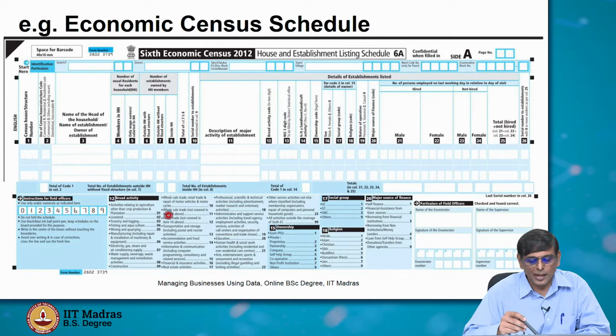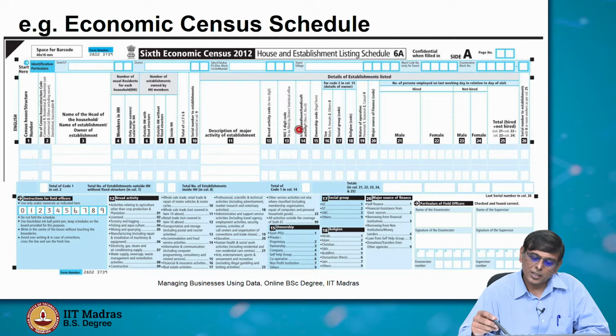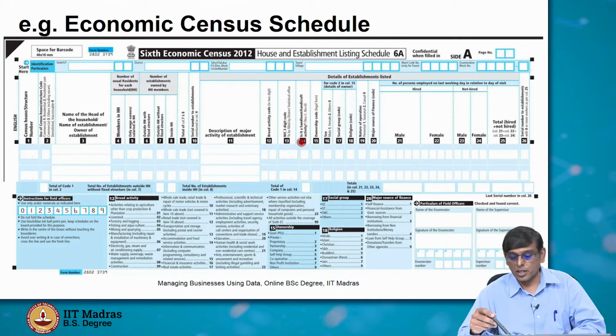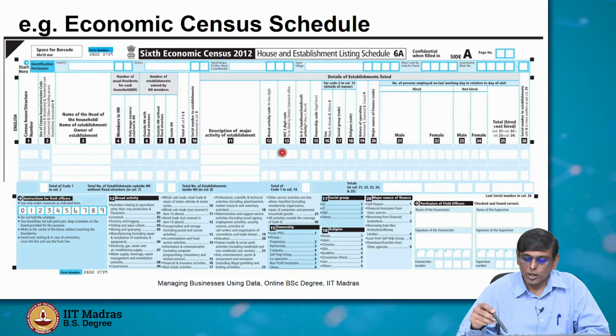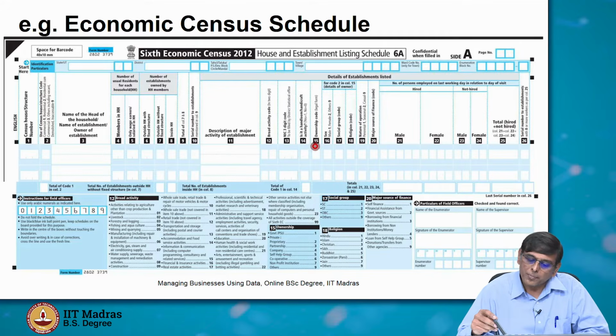For example, if it is livestock, it's 02. If it's transportation and storage, it's 13. If it is education, it's 20, like that. So there is a 2-digit code that you'll enter here. There is a NIC. NIC stands for National Industrial Classification Code. So there is a code for that NIC code that comes.